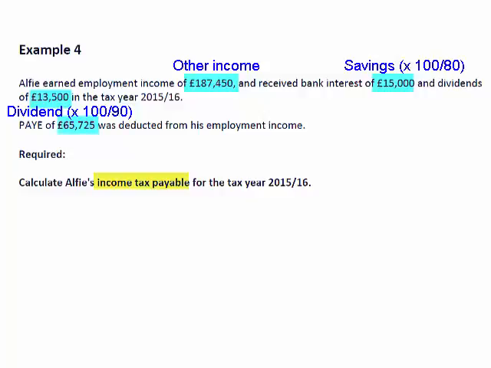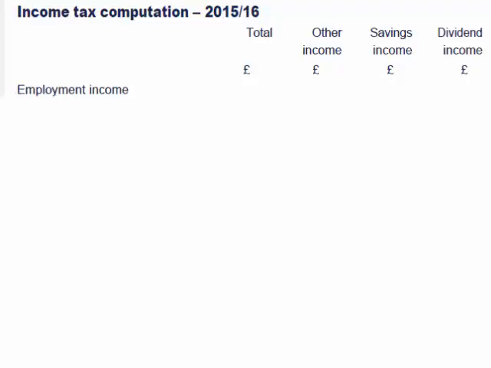We need to calculate his tax payable. Again, we need all 4 columns because we have all 3 types of income. And this time we don't have any trading income. We're going to start with our employment income, which was 187,450, and that goes in the other income column. We've got savings income of £15,000, which needs to be grossed up by 100 over 80. So the gross amount is 18,750, and that goes in the total and the savings income columns.